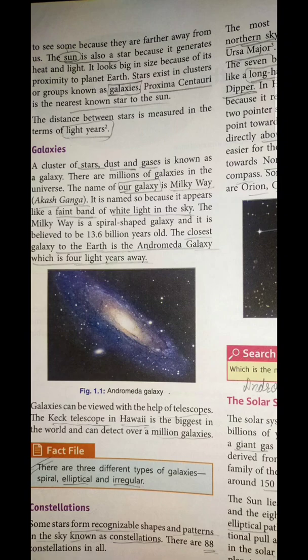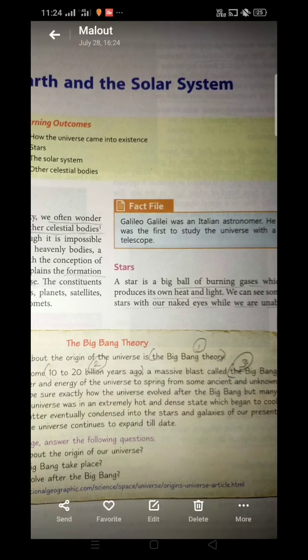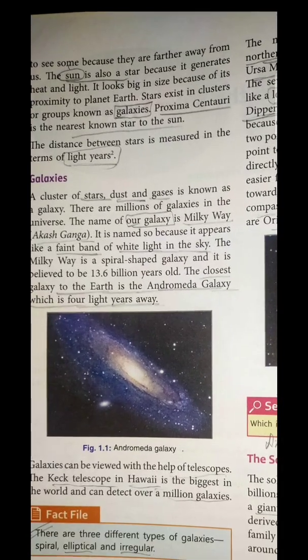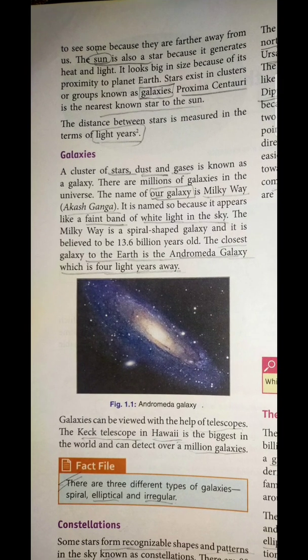Do you know, students, the sun is also a star, because by the definition, a star is a big ball of burning gases which produces its own heat and light. We are all aware that the sun generates heat and light, and it looks big in size because of its proximity to the planet Earth.